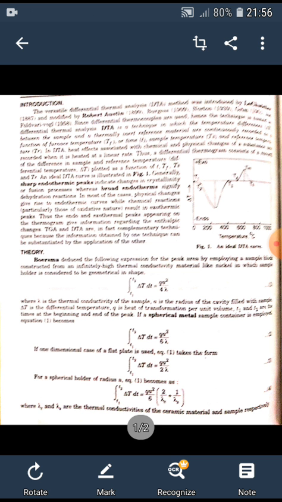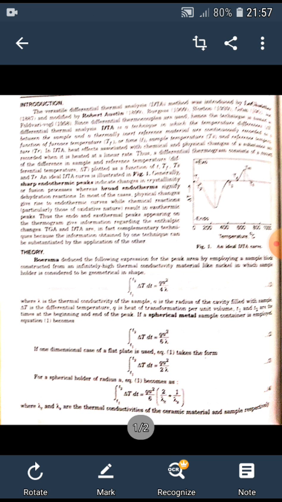In differential thermal analysis, heat effects associated with chemical and physical changes of a substance are recorded when it is heated at a linear rate. Thus, a differential thermogram consists of a record of the difference in sample and reference temperature. Differential temperature is reported as delta T and is plotted as a function of furnace temperature, sample temperature, or time.